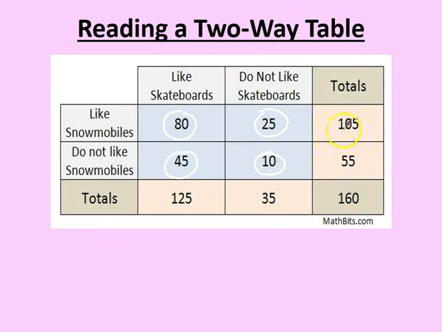The outside row and column tell us the totals. So this is the total amount of people that said they like skateboards. This is the total amount of people who said they do not like skateboards. Together, 125 and 35 make up the total amount of people surveyed, which was 160. 105 represents the total amount of people who like snowmobiles, and 55 represents the total amount of people who did not like snowmobiles. So you can see that every one of these intersections means something different. That's how you read a two-way table.